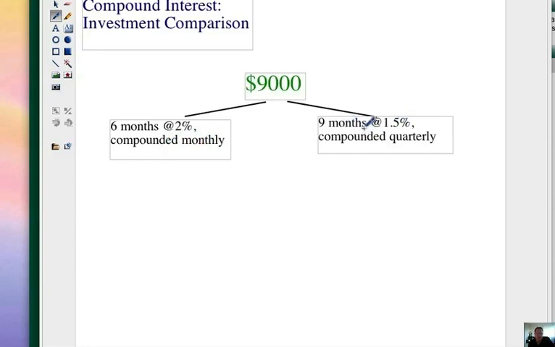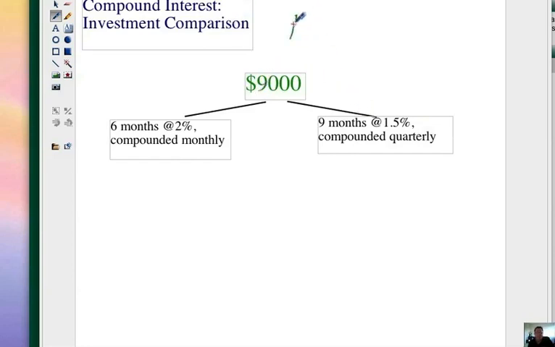Okay, so every month it gets recalculated. Or I can be a little more patient, put my $9,000 in the bank or in my investment for 9 months, but it's a little bit lower interest rate, 1.5%. It's compounded quarterly. Now think about it. That's 4 times a year, every 3 months. Okay, so I need to put all this information together and figure out what my best deal is.